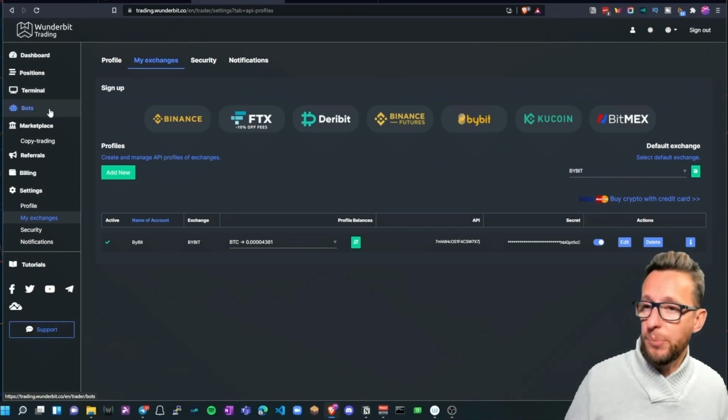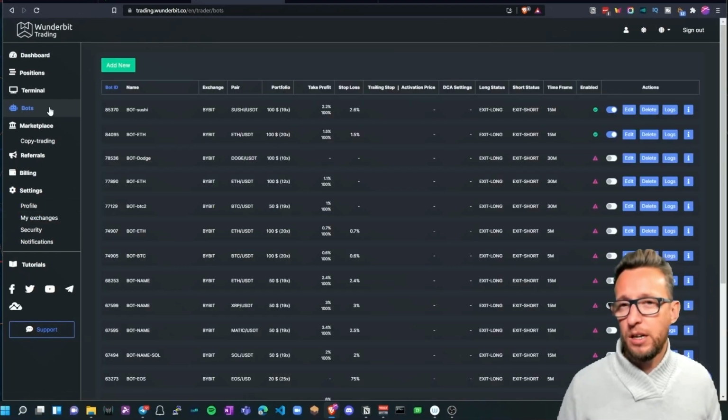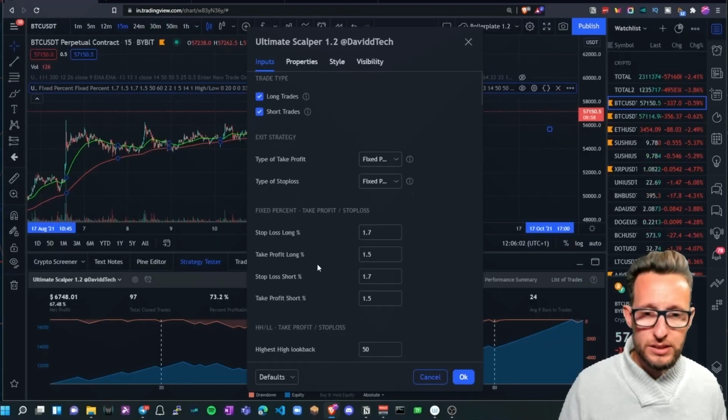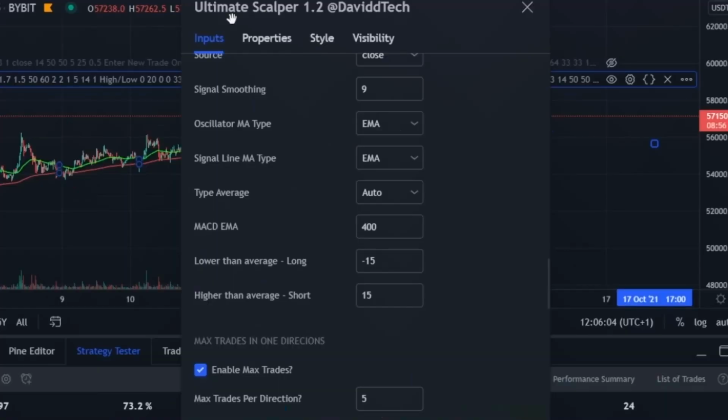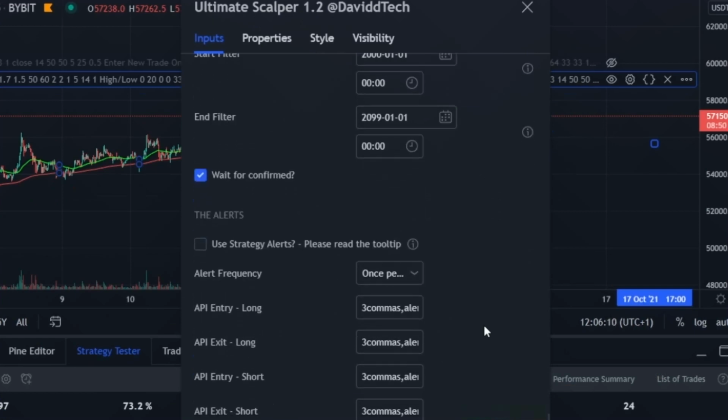And then we're going to be adding a bot. I'm not going to show you how to add the exchange. There are some videos already on there to show you how to add your exchange. It's pretty simple. I'm just going to show you how to connect your bot. So what we're going to be doing is adding our alert system from here, which is the settings of Ultimate Scalper. Now this works on all of the trading strategies by David Tech.